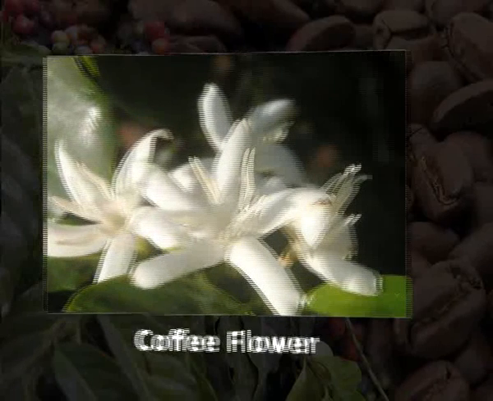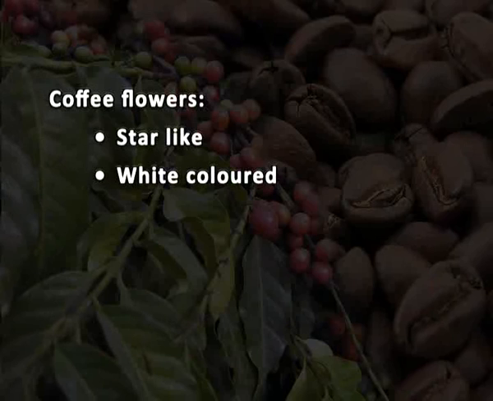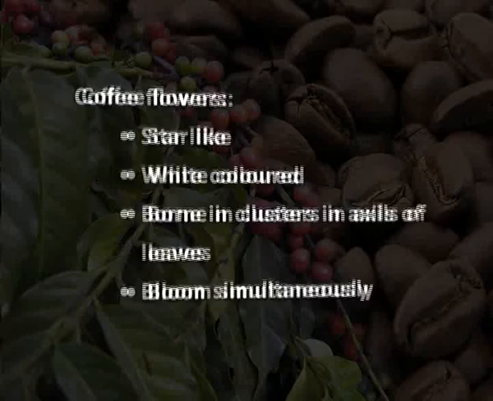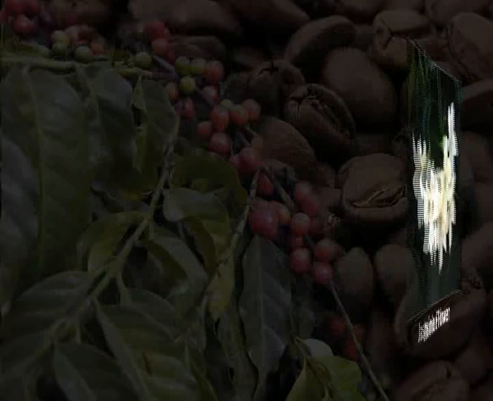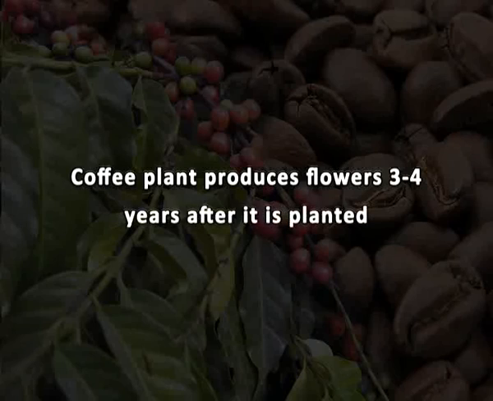Now, dear students, we will talk about coffee flower. Flowers are star-like, white-colored, borne in clusters in the axil of leaves and bloom simultaneously. The sweet fragrance resembles the sweet smell of jasmine flowers. A coffee plant usually starts to produce flowers 3 to 4 years after it is planted.